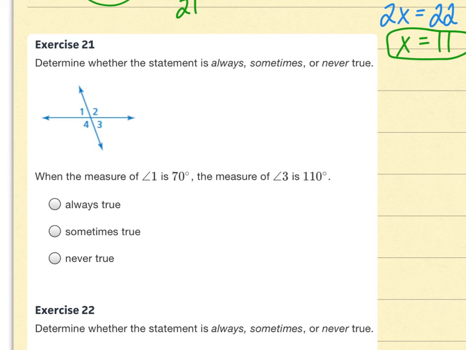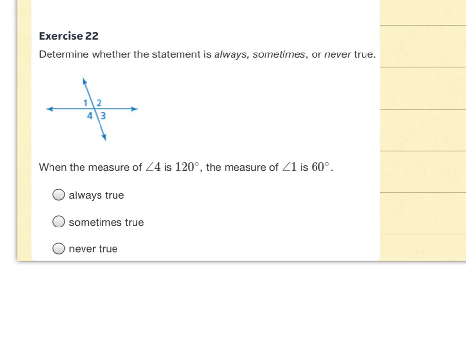So if the measure of angle 1 is 70 degrees, then the measure of angle 3, well, let's see here, the two angles that we're referencing, angle 1 and angle 3, are vertical angles. And we just learned that vertical angles are congruent, which means equal measure. So if the measure of angle 1 is 70 degrees, the measure of angle 3 would also have to be 70 degrees. So this would be false. This is never true. Angle 1 and angle 3 have to be congruent. In fact, angle 2 and angle 4 also have to be the same size.